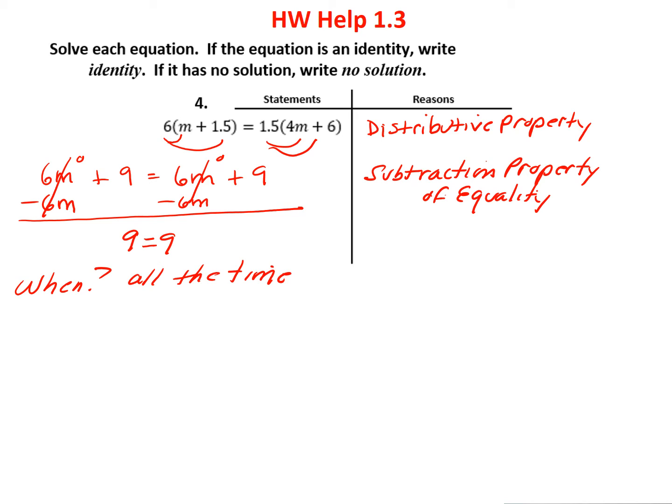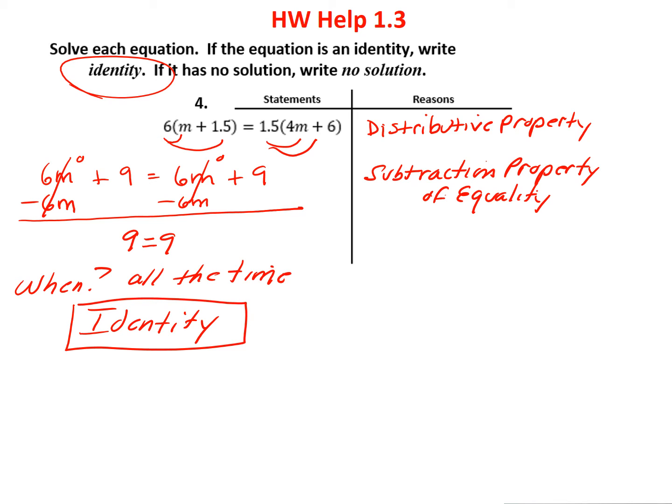And so in this case, this is what we would call an identity. When it's true all the time, it's called an identity. So the answer to this problem is it's an identity. Remember in our earlier problem, we ended up with 6 equals 2.5, which never is true, and that's the no solution. But when you get a true statement that's true all the time, then you have an identity.